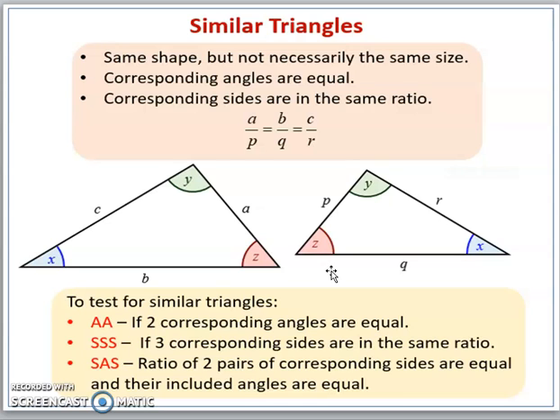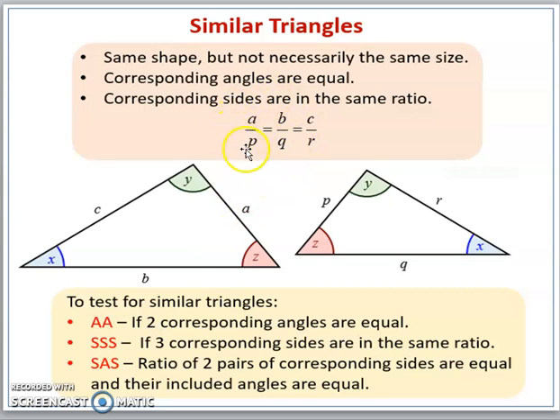Same way for similarity, you have got three criteria. One is the AA criteria. Now AA or AAA, these two are the same. That is, if any two angles of one triangle are equal to the corresponding two angles of another triangle, then we can say the triangles will be similar. The next is SSS criteria. That means all three sides should be proportional. And the third criteria is SAS criteria. That means any two sides are proportional and the included angle is equal.